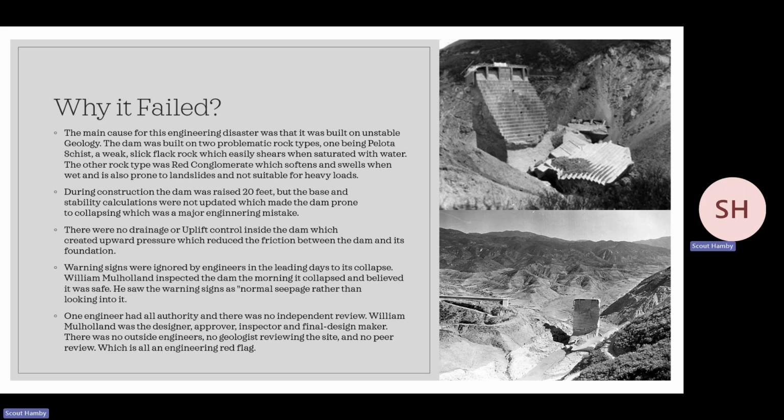The main cause for this engineering disaster was that it was built on unstable geology, my bad. The dam was built on two problematic rock types, one of which was a weak schist rock, which easily shears when saturated with water, which is kind of ironic because you're building a dam which has 12.3 billion gallons of water. This is just a very huge red flag, very bad.